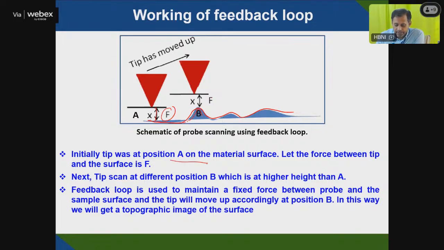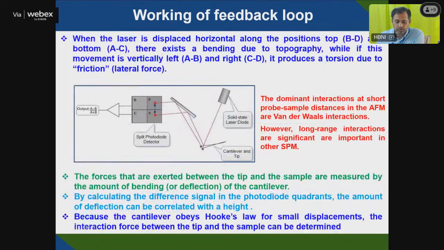Initially the tip is at position A on the material surface, let the force be F. Next the tip moves to position B, which is a higher height than A. So a feedback loop is used, which maintains the fixed force, the force will remain constant, and it will measure the force between them. You can see here, this is my sample, and on the sample my cantilever is moving up and down, depending upon the position of these humps or the surface morphology.